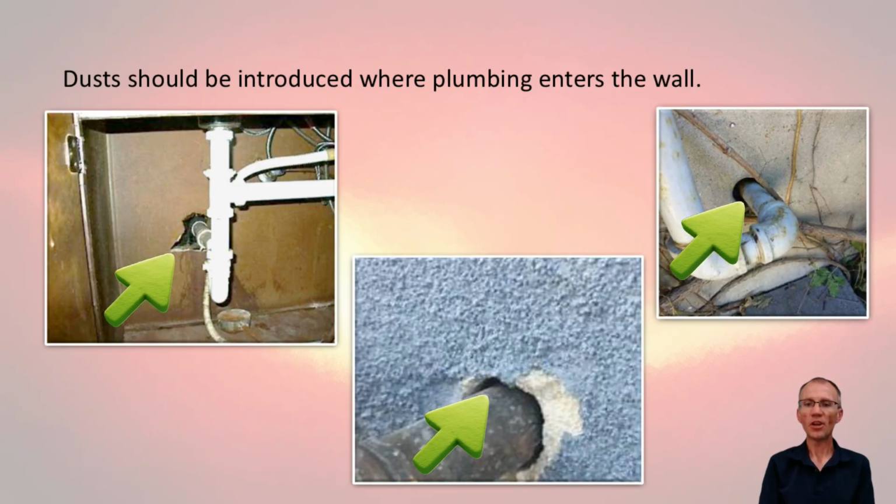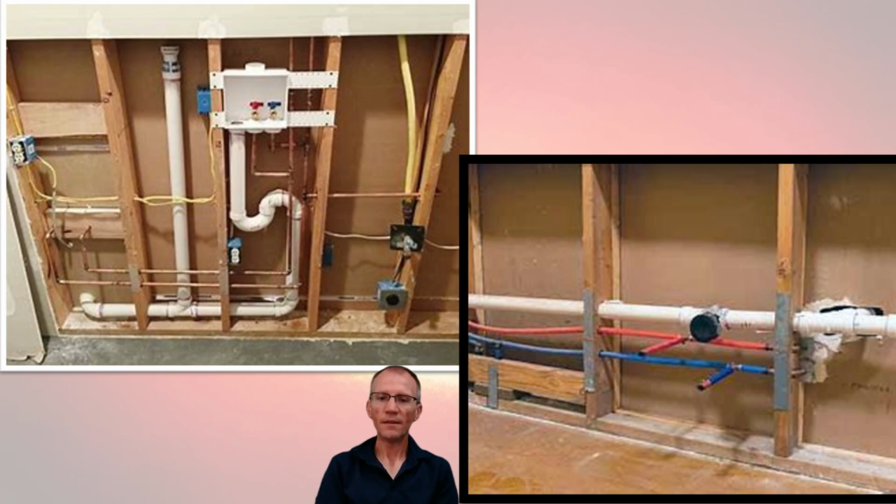Dust should be introduced where the plumbing enters the wall. These images show how the wiring and plumbing run through the wall cavities. This is the pathway carpenter ants use to remain hidden while moving through the structure.